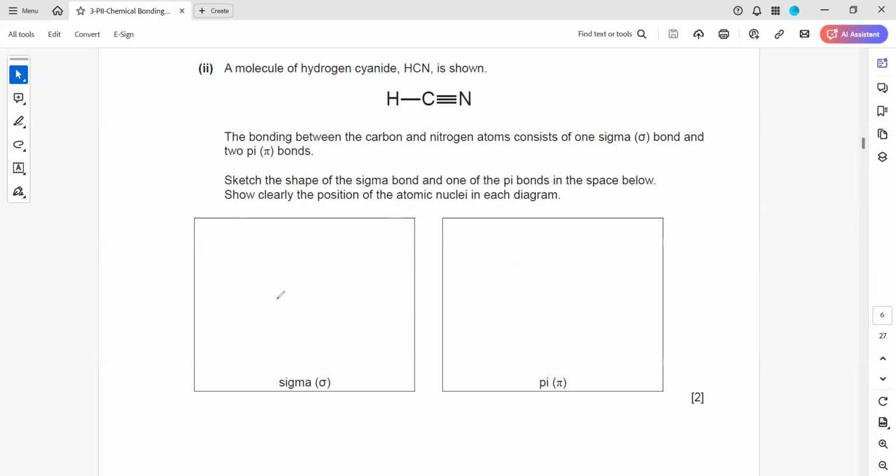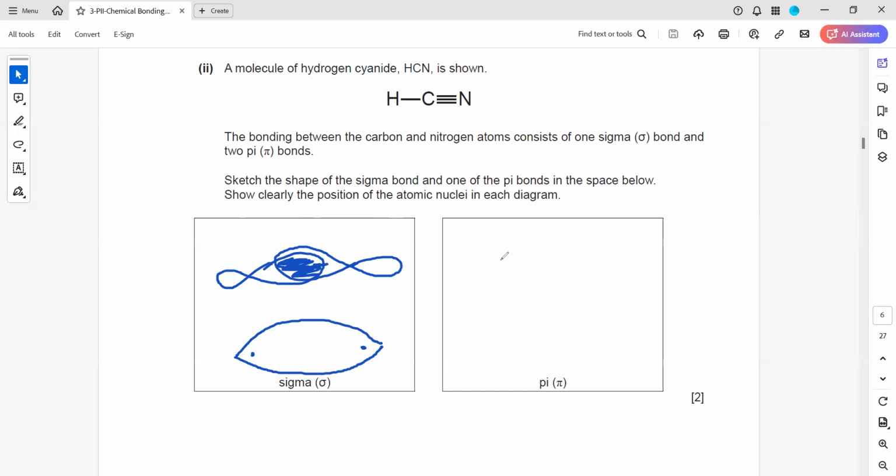So how you draw a sigma bond is by overlapping of the orbitals. You can draw it in this way, the overlapping of the orbitals, or you can show the electron density cloud, where the dots represent the two nuclei and the probability of finding the electron is maximum in this region.